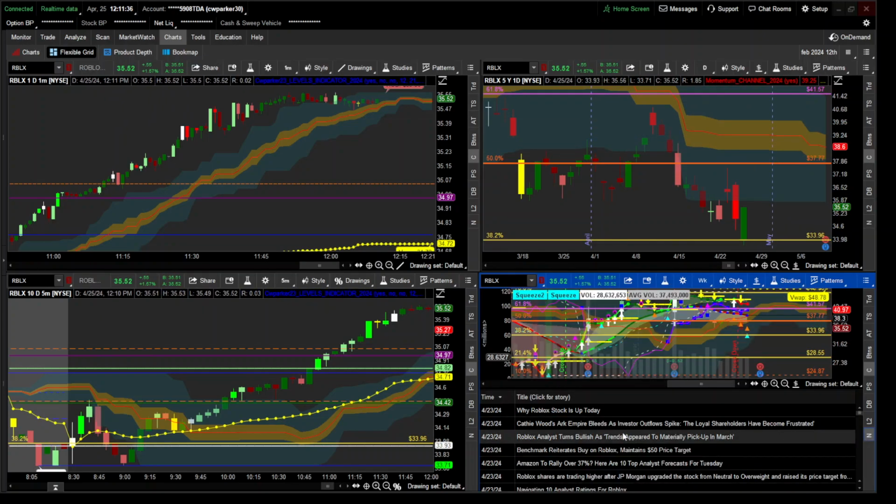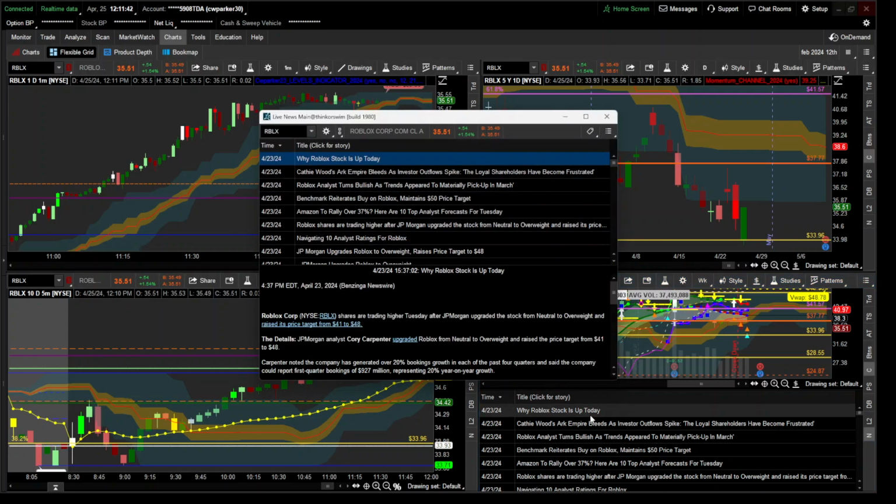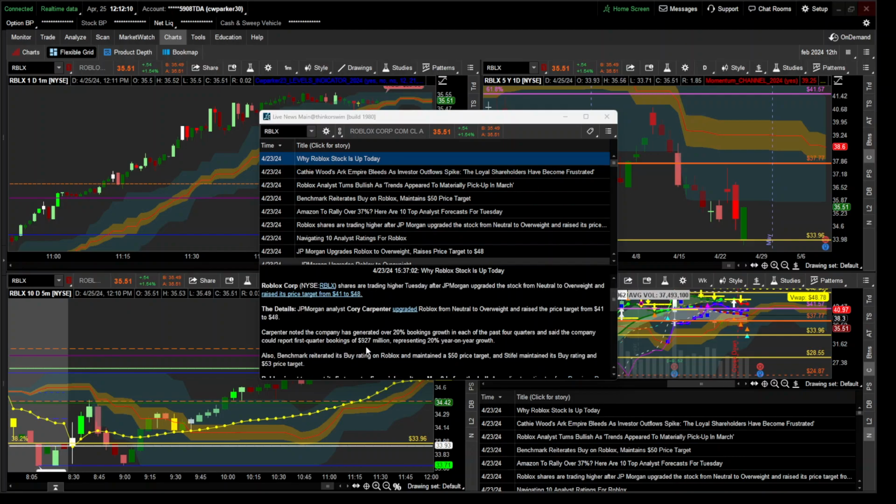And what's the news on here? They have news from the 23rd. Today's the 25th. So they got an upgrade. Roblox shares are trading higher Tuesday. JP Morgan upgraded the stock to overweight, target from 41 to 48. So that's nice on Roblox.